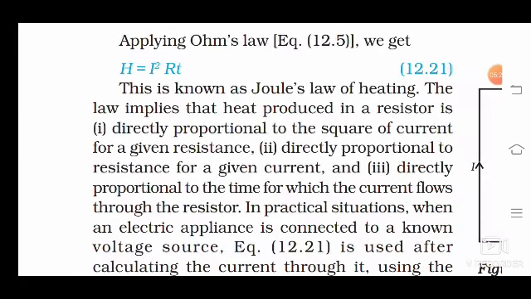So that is only written down, given resistance. Now, heat produced in a resistor. Heat produced in the resistors is directly proportional to the square of current for a given resistance. Second, directly proportional to the resistance for a given current. And third, directly proportional to the time for which the current flows through the resistor.